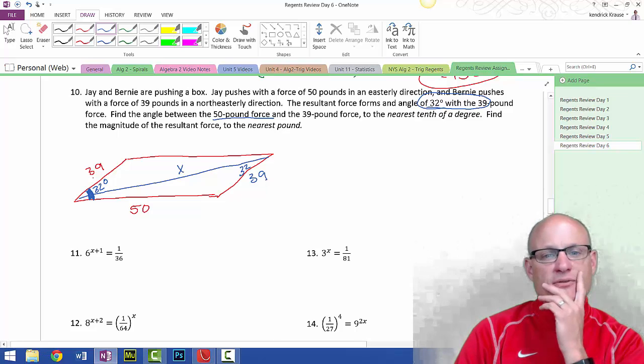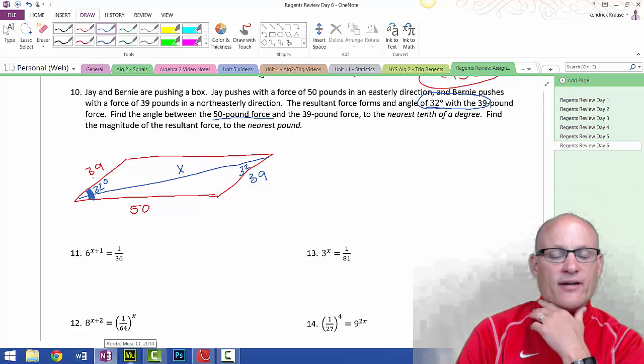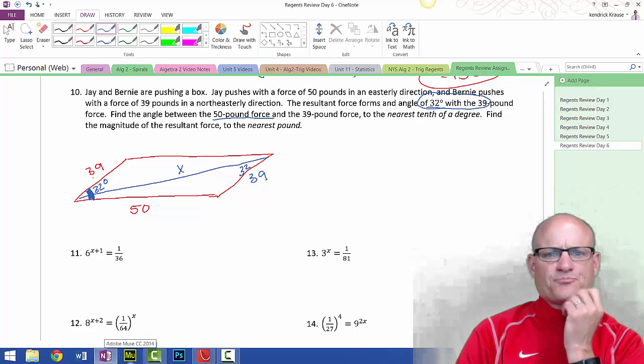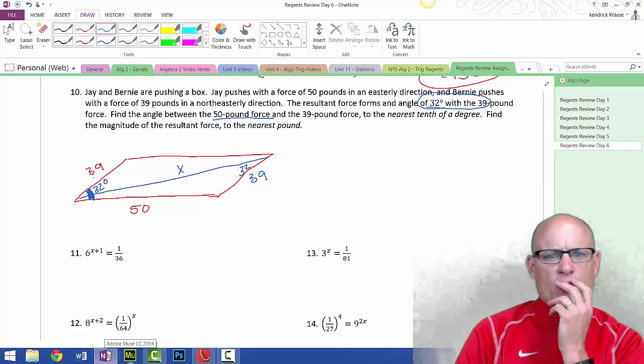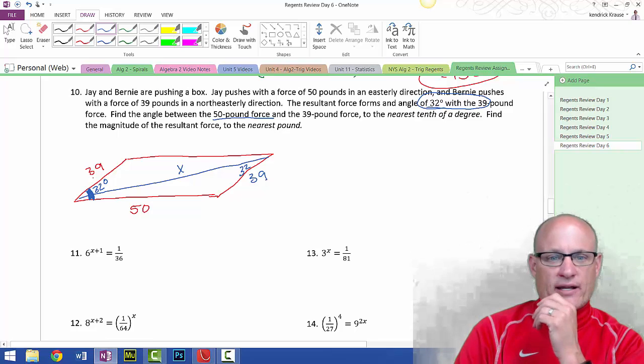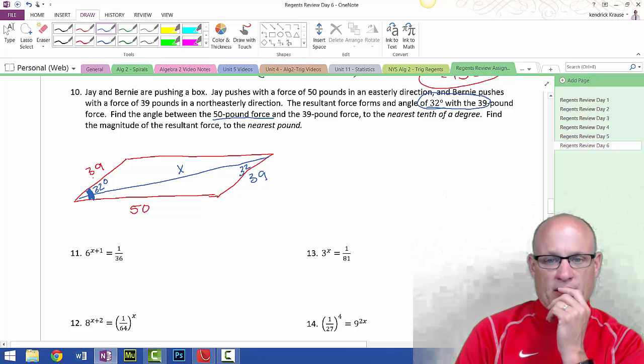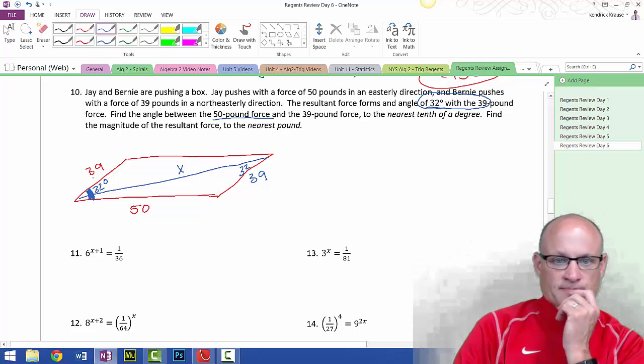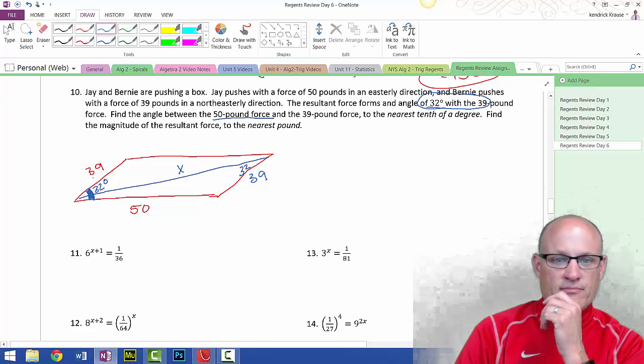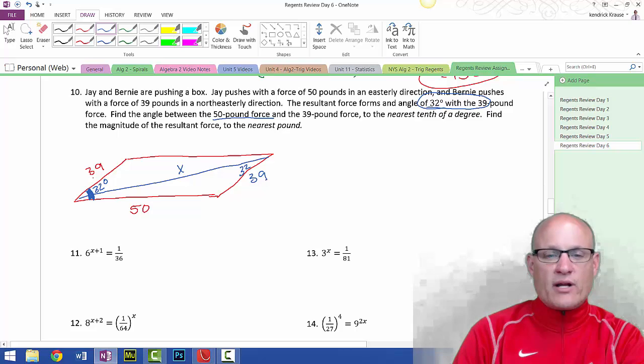I don't think I have enough information for this. I have angle side side. Oh, yeah, I have angle side side. Oh, this is a tough question. So what I really need to do is find this. It says find the angle between the 50-pound force and the 39-pound force to the nearest tenth of a degree. Well, I'm going to find... Wow. Okay, so what I have to do is law of sines.